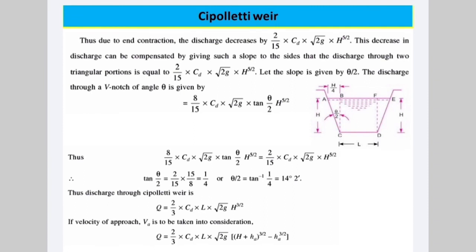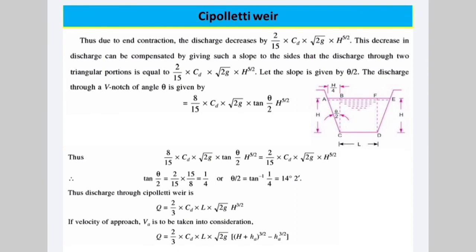This decrease in discharge can be compensated by giving such a slope to the sides that the discharge through the two triangular portions is equal to 2/15 into Cd into root 2g into H raised to 5/2. The discharge through a V-notch is given as Q equal to 8/15 into Cd into root 2g into tan(theta/2) into H raised to 5/2. By equating, we get tan(theta/2) equal to 1/4, or theta/2 equal to 14 degrees 2 minutes.